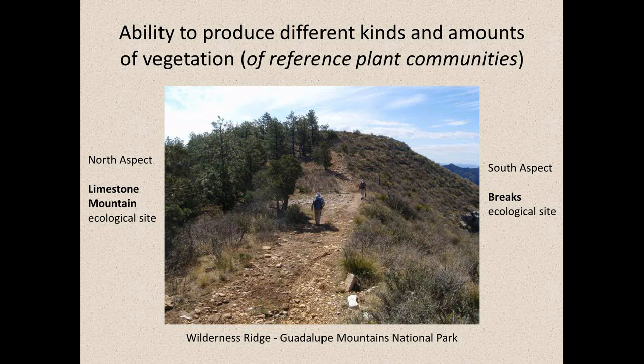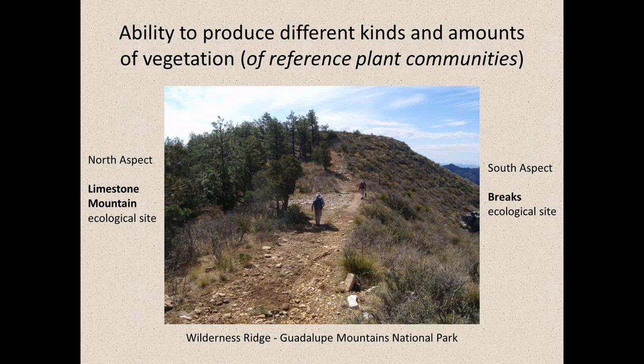But in this picture here, you have a north versus a south aspect. You have the same atmospheric climate, but very different soil climate based on differences in evapotranspiration. So on the north side, you have the ponderosa Douglas fir forest, and on the south, you have a breaks ecological site, which is a mountain shrub community, mostly desert ceanothus and mountain mahogany.